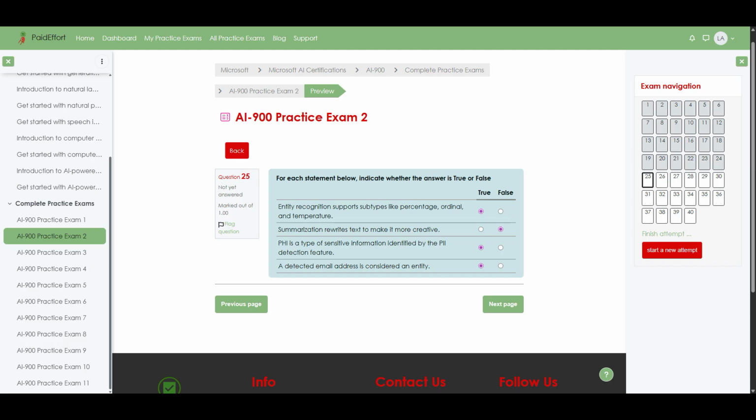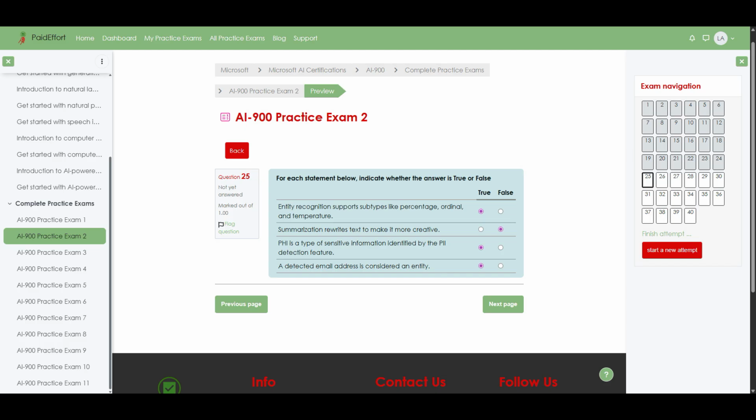First, entity recognition can detect various subtypes beyond just names or dates. It includes things like percentages, ordinal values, and temperature readings. This makes it useful in domains like finance or science where such details matter. On the other hand, summarization isn't designed to make content more creative. Rather, it condenses text by highlighting the most important points, which helps users quickly understand key insights from long documents.